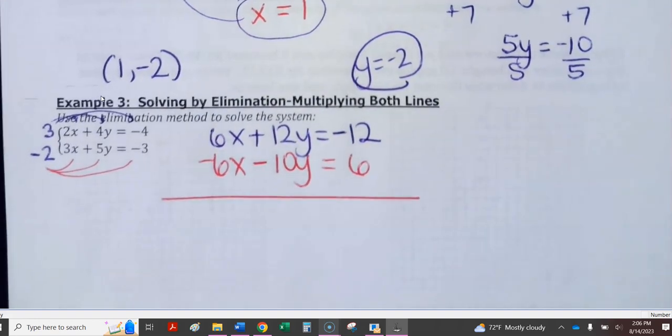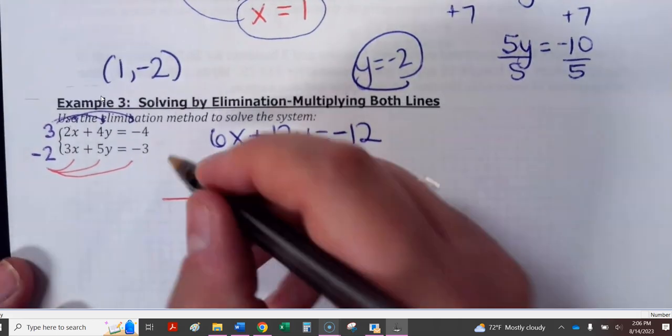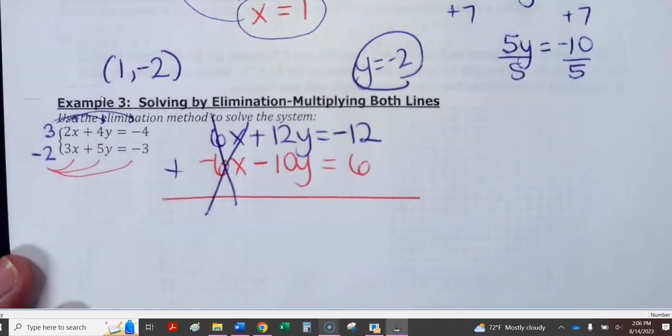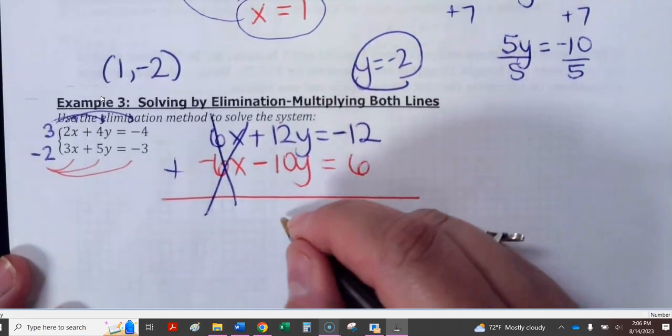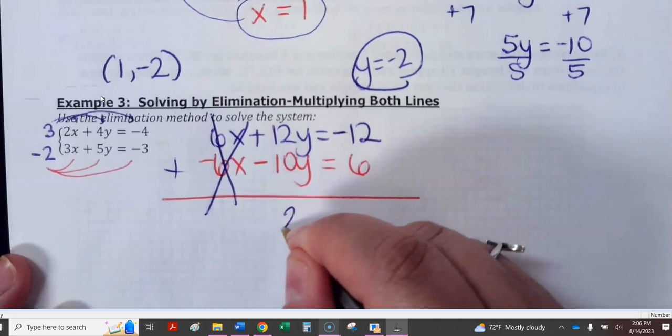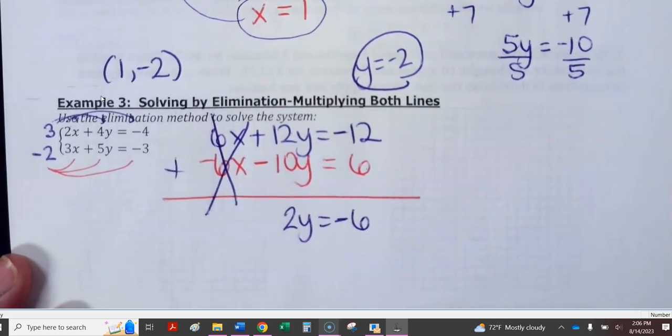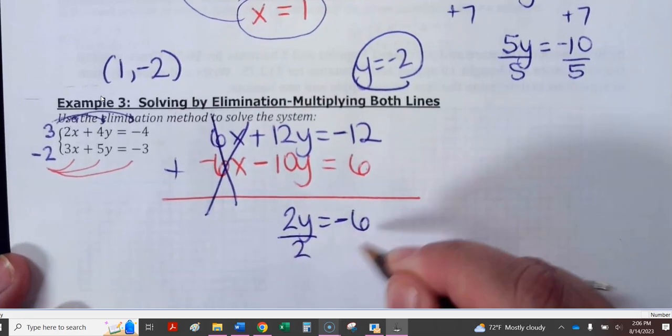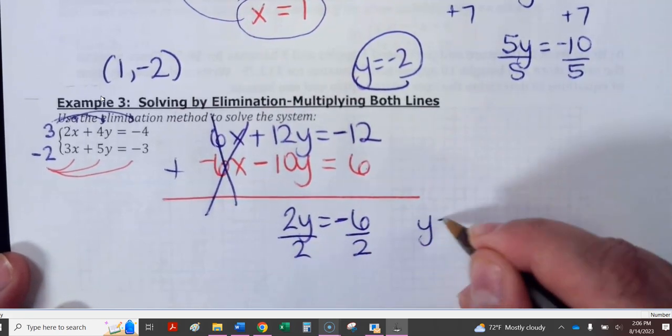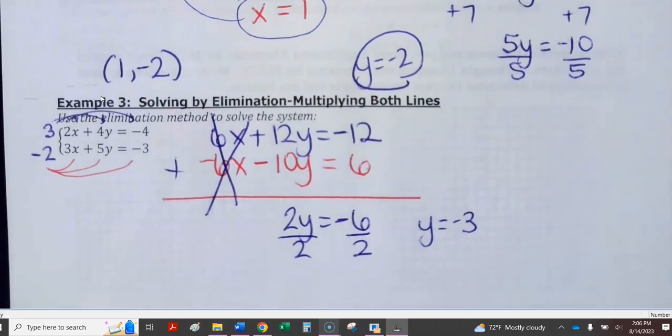Now, the whole goal there, we got opposite coefficients on the x's. So if I add the bottom line to the top line, that eliminates x, and we just then have y. So 12 plus a negative 10, or 12 minus 10, you have 2y. Negative 12 plus 6 is negative 6. Divide by 2, and then we got our y coordinate, which should be negative 3.